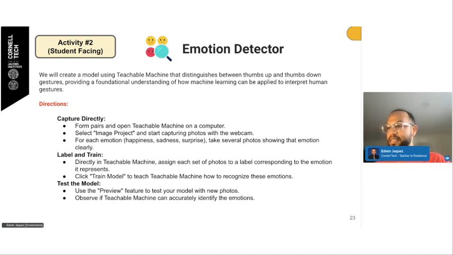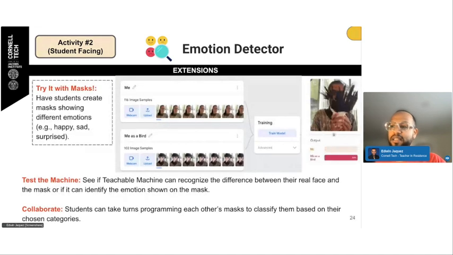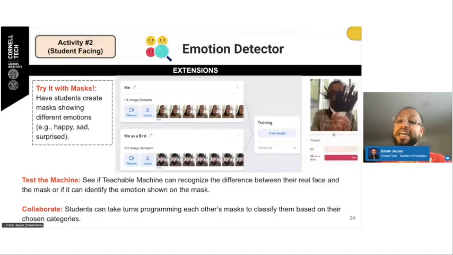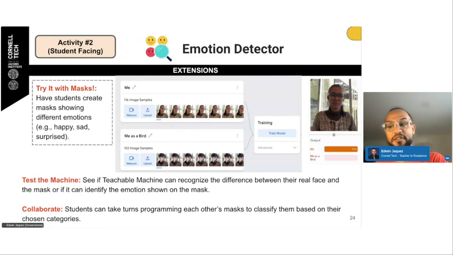One of the ways that this activity can be extended is with masks, and having students create masks that show different emotions and see if the machine will tell the difference between a human face and a mask. And then another layer of this is to have the entire class go around and test each other's machines to see if other folks' machines will read their emotions and their masks. That's a really good opportunity to identify bias in the machine that students have created.